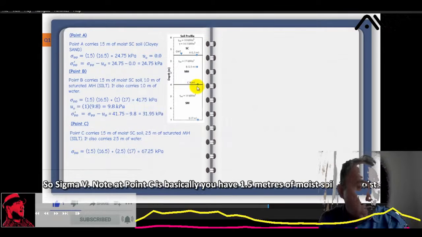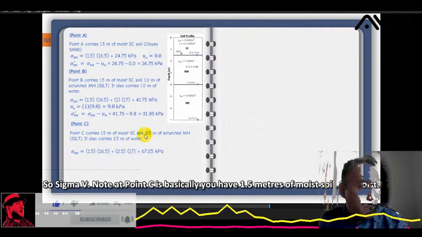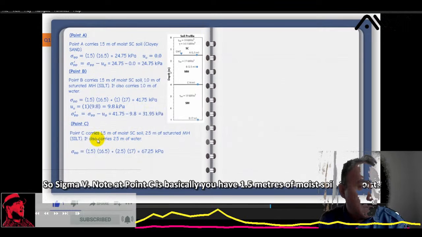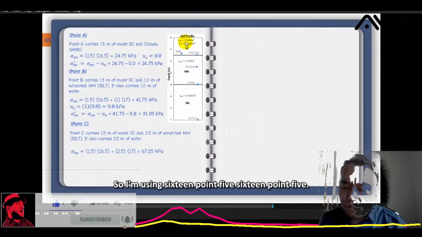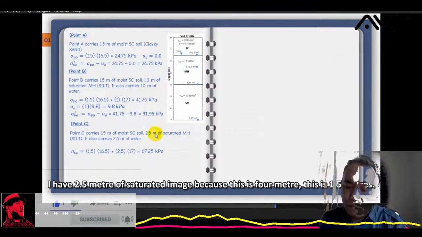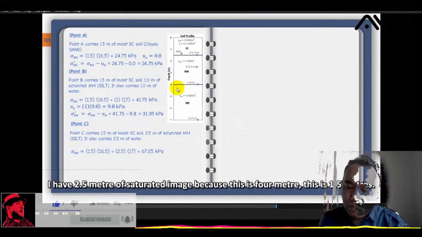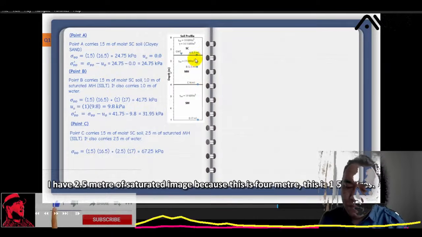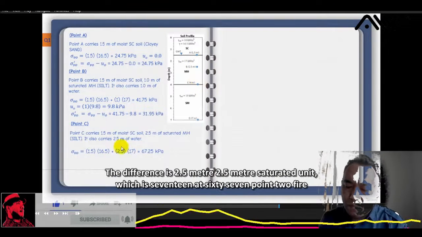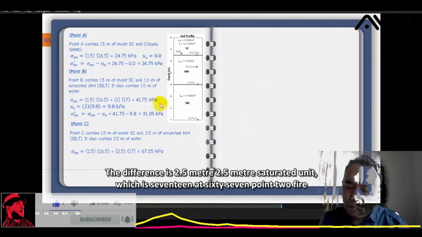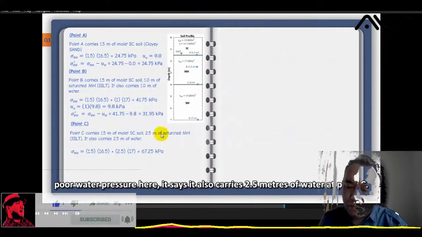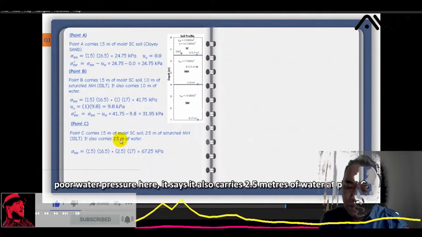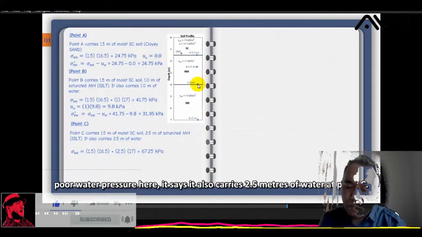So sigma V naught at point C is basically you have 1.5 meter of moist soil, so I'm using 16.5. I have 2.5 meter of saturated MH, because this is 4 meter, this is 1.5 meter, the difference is 2.5 meter. Saturated unit weight is 17, that's 67.25.